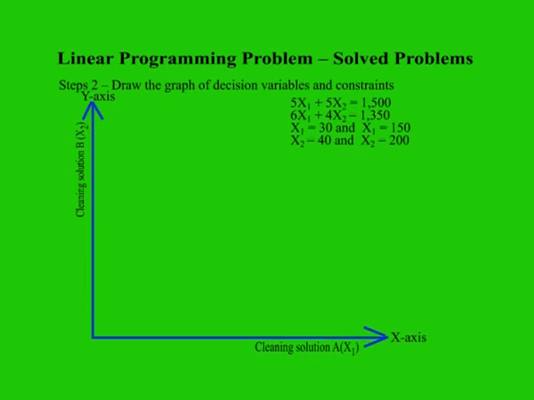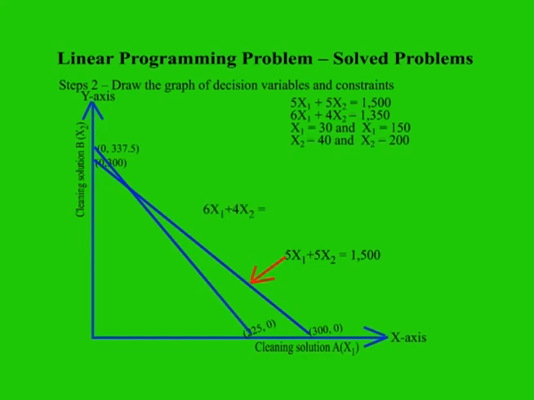5x1 plus 5x2 is equal to 1,500 is a negative slope slant line starting from 0, 300 at the y-axis and ending at 300, 0 at the x-axis. 6x1 plus 4x2 is equal to 1,350 is also a negative slope slant line starting from 0, 337.5 at the y-axis and ending at 225, 0 at the x-axis.